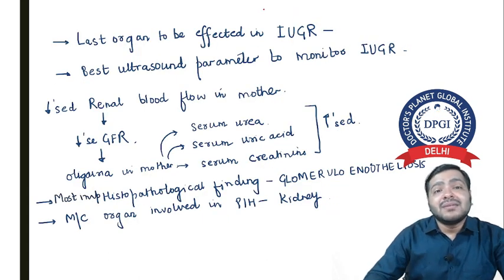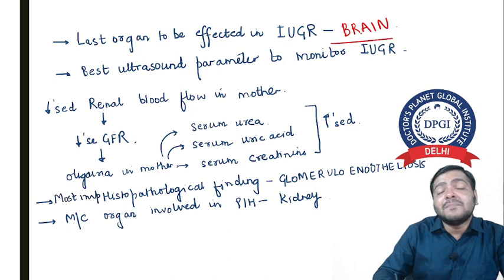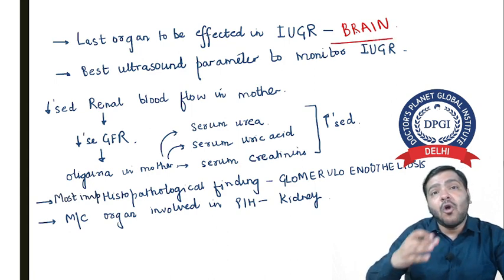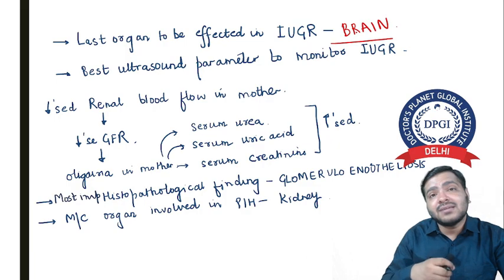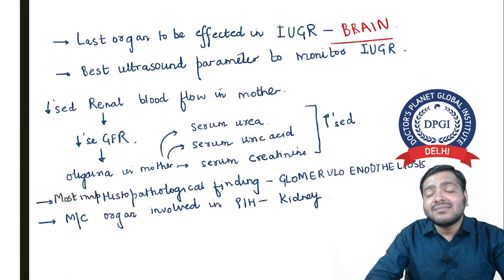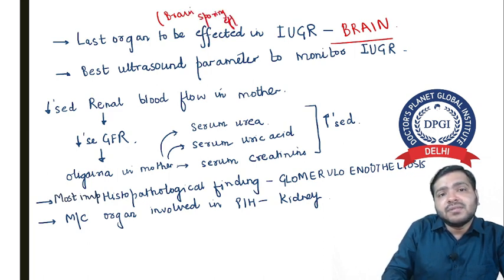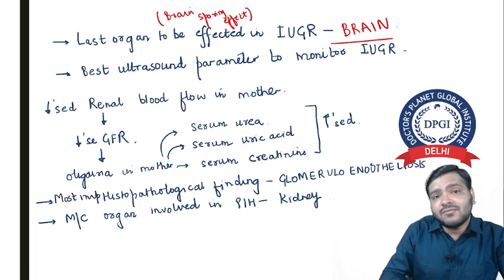Now I wanted to discuss some important aspects related to some other important questions. So what is the last organ to be affected in IUGR? That is the brain. Okay, and remember it is called the brain sparing effect. Basically, blood from the other organs is transferred to the brain. So that is called the brain sparing effect. Basically, the brain is the major organ which has to be saved.